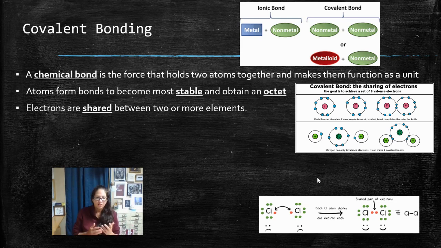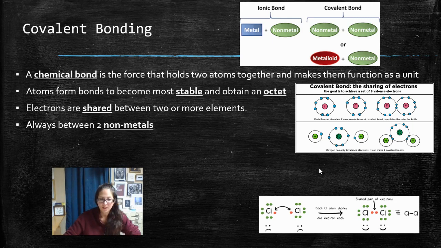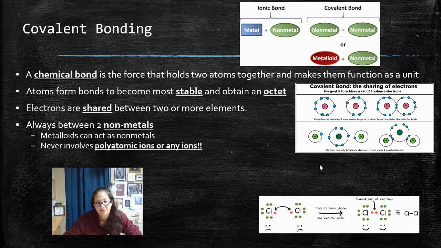And the whole reason all of these atoms want an octet is because it takes less energy for that atom to stay together. And you'll see everything in nature wants to spend the least amount of energy, like spending the least amount of money. And so these electrons are going to be shared between 2 or more elements. It's always between 2 nonmetals. And don't forget that a metalloid can act as a nonmetal. And those metalloids are typically boron.